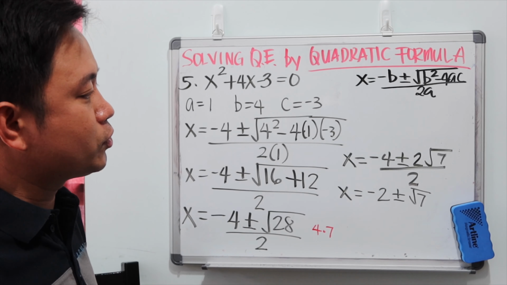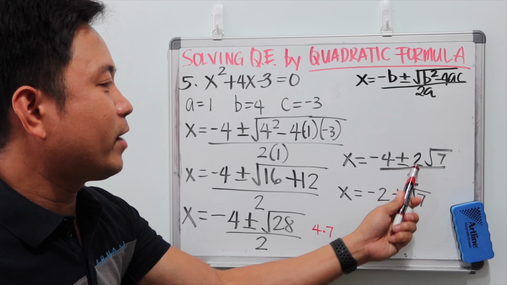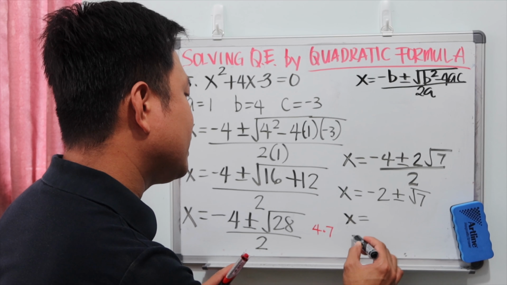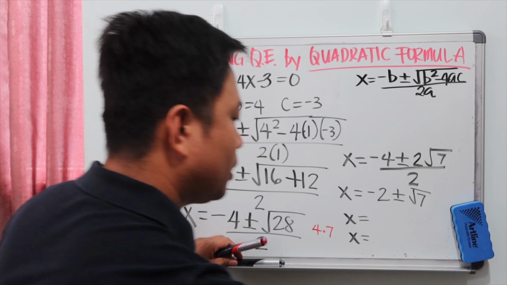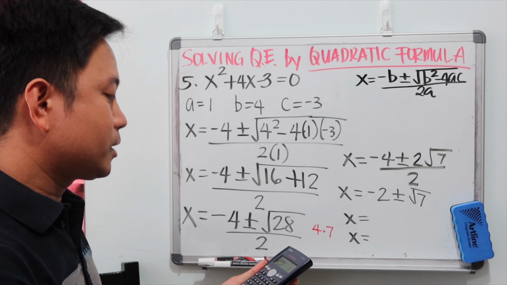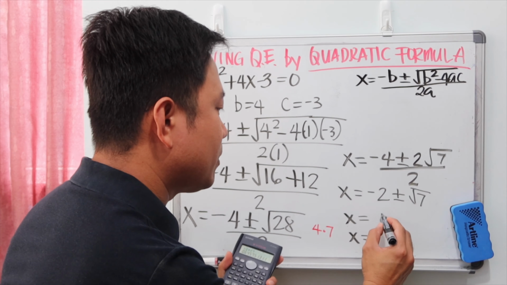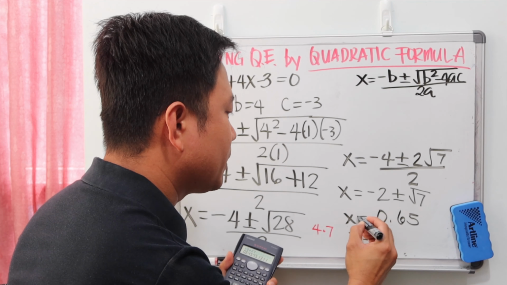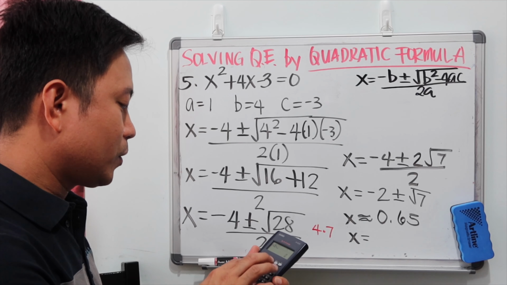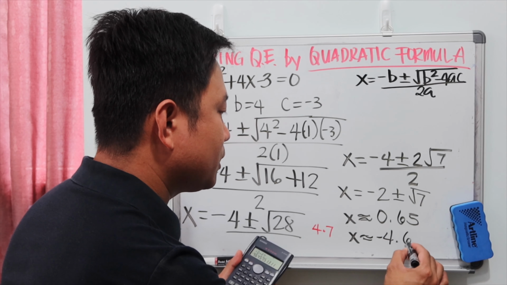To simplify it, you divide negative 4 by 2, which is negative 2, and then plus or minus 2 divided by 2, which is 1. So to get the two values of x in decimals, we will use our calculator to get the decimal equivalent of negative 2 plus root 7. And that will give us approximately 0.65 in two decimal places. On the other hand, the second is negative 2 minus root 7, and that is approximately negative 4.65.